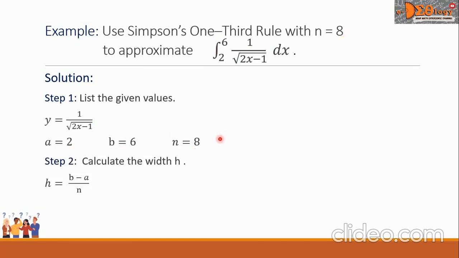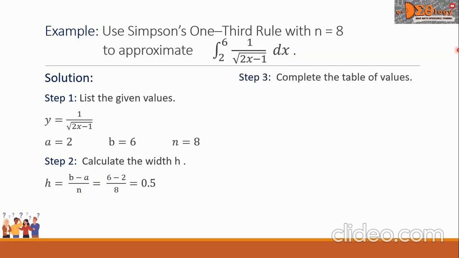For step 2, we calculate the width h. Our formula is here, b minus a all over n. We substitute the corresponding values. We have now 6 minus 2 all over 8. Simplifying this into decimal, we have now 0.5.